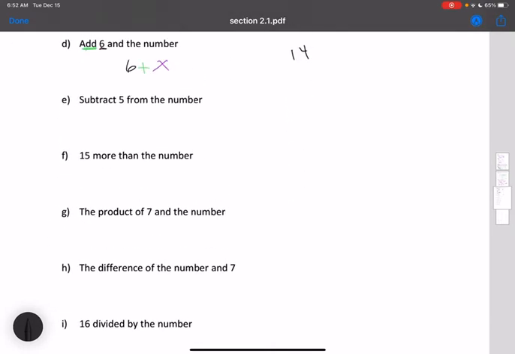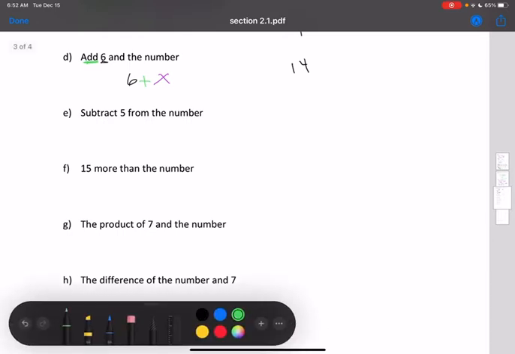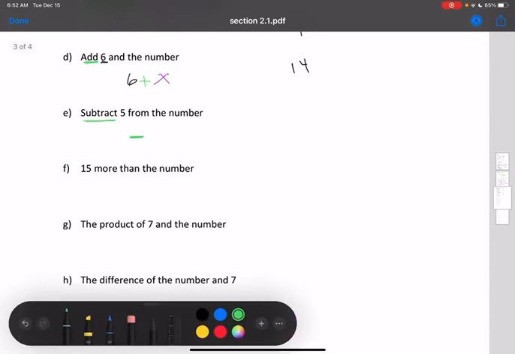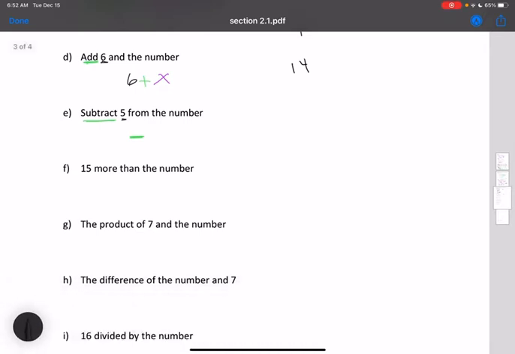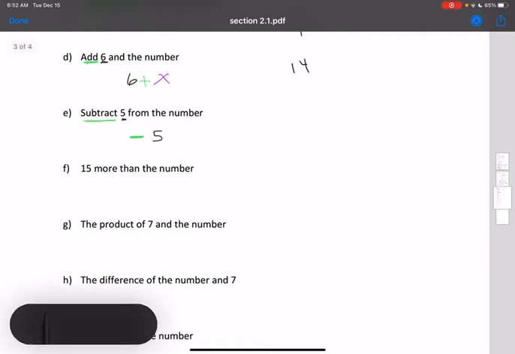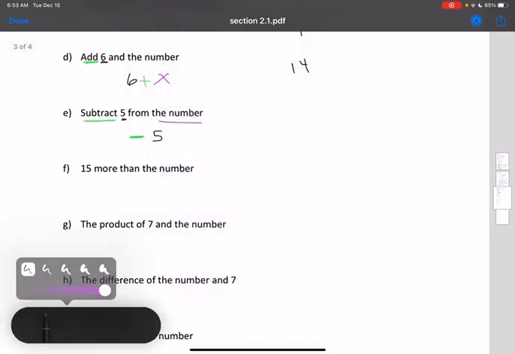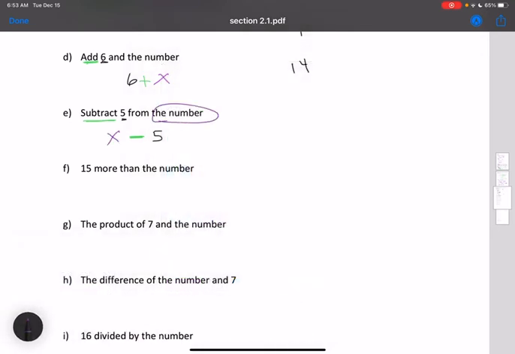Okay, so for E, we have subtract, which is minus. And it says subtract 5 from the number. So where do you think the 5 is going to go? Do you think we're going to start with the 5, or do you think the 5 is going to be at the end of the expression? The 5 is at the end because we want to subtract 5 from that number. So whatever the number is, we want to subtract 5 from it.